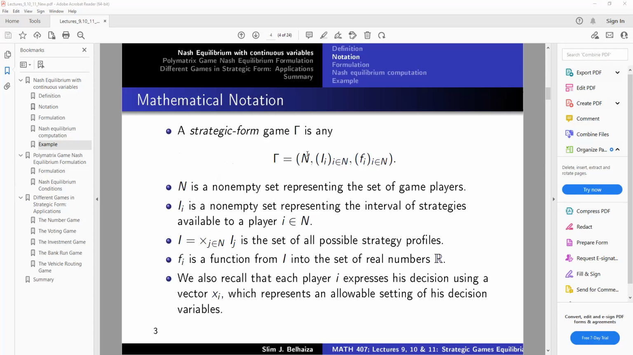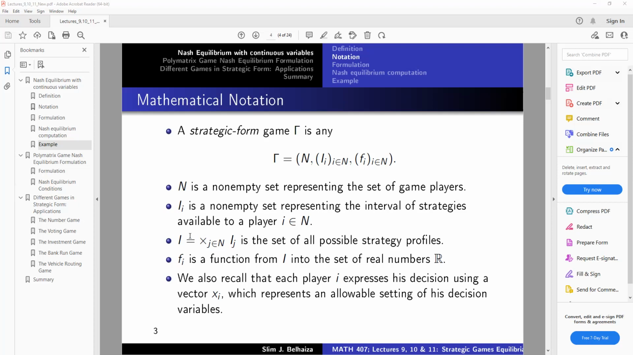Here, strategic form game is gamma, and we have N is the set of players. I is the set of strategies for every player i in N. And f_i is the fitness function for every player. So we assume that there is a non-empty set representing the set of game players, capital N. I_i, or X_i, whatever you want to call it, is a non-empty set representing the interval of strategies available to every player i.